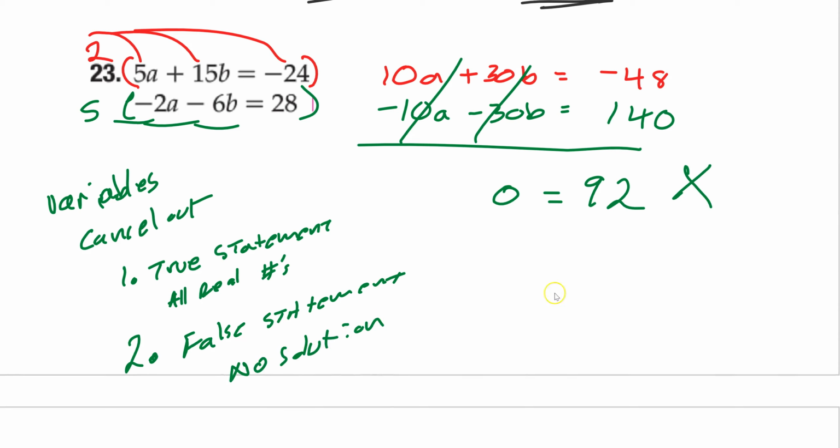This is an inconsistent system. So no solution is my answer. So there you go. Anytime your variables cancel out, it's one of two options. It's either all real numbers or no solution. In this case, they all cancel out, so it's no solution. That's the general idea.